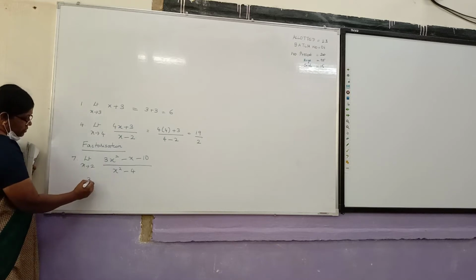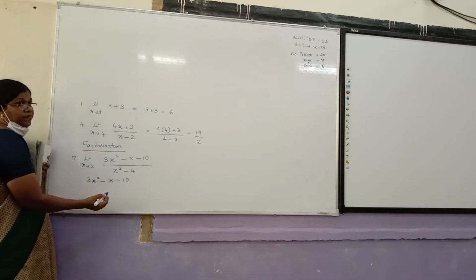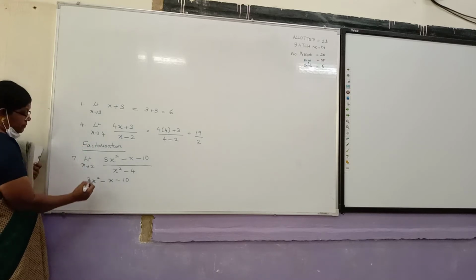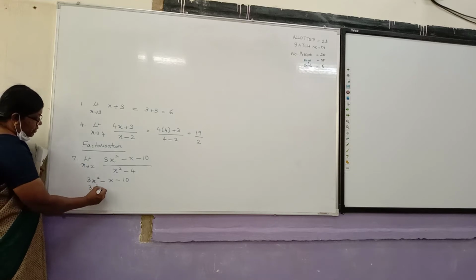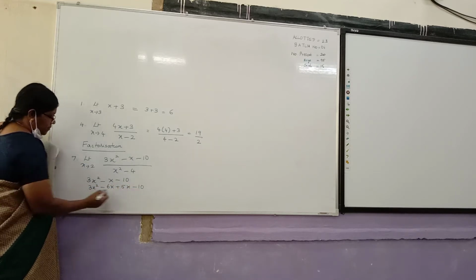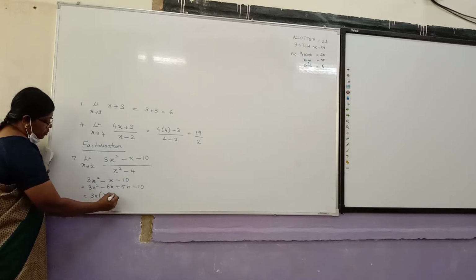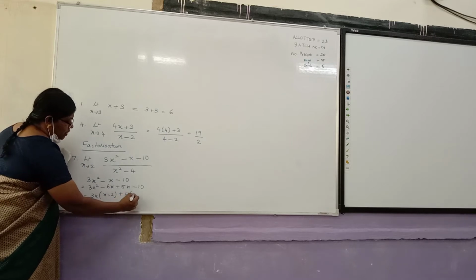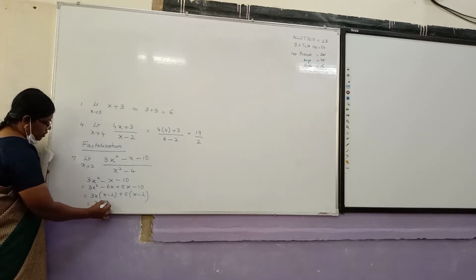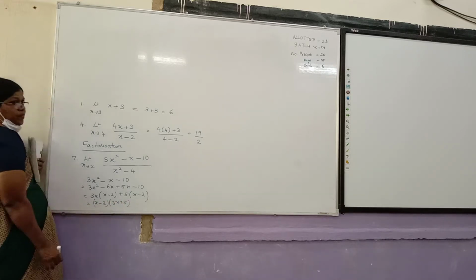Factorization of this: 3x square minus x minus 10. Split the middle term. I should get minus 1, so 3x square minus 6x plus 5x minus 10. In the first two, 3x is common: x minus 2, plus 5 is common: x minus 2. So x minus 2 into 3x plus 5.